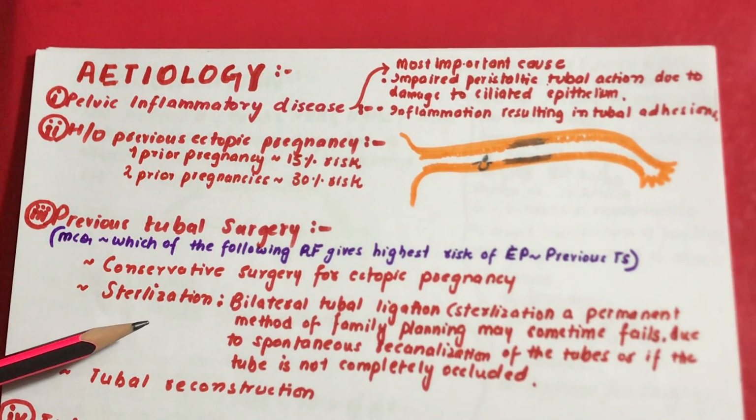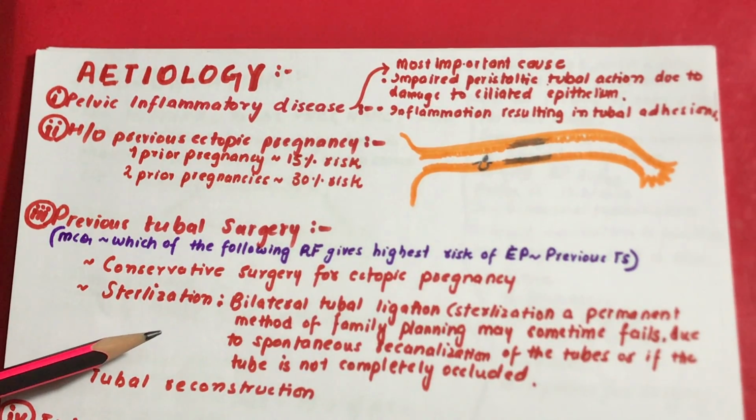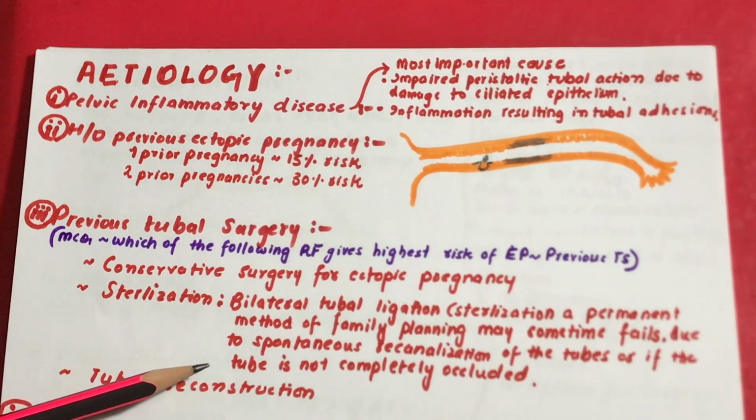Sterilization: when bilateral tubal ligation is done for sterilization as a permanent method of family planning, it may sometimes fail. This failure may occur due to spontaneous recanalization of the tube if the lumen is not completely occluded at the primary procedure. The latter is more commonly seen when clips are used. So the clips may open or recanalization may occur, and it will lead to tubal pregnancy.